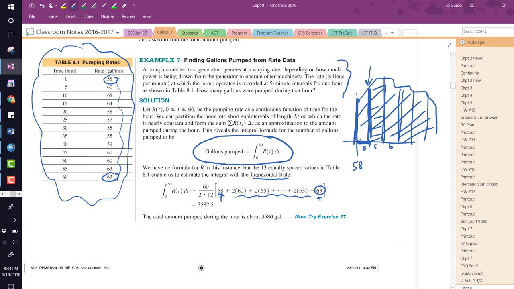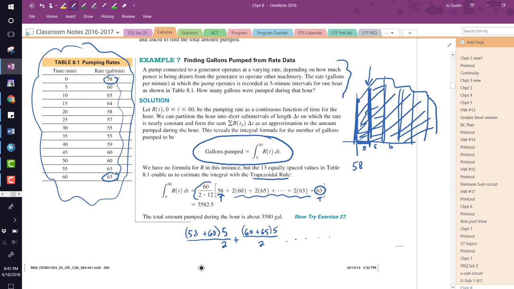Right, so I'm going to think about this trapezoid. That trapezoid has base 1 of 58 plus base 2 of 60. So remember that it's base 1 plus base 2 times the height, which is 5, divided by 2. And then the next one is going to be 60 plus 65 times 5 divided by 2, and so on.